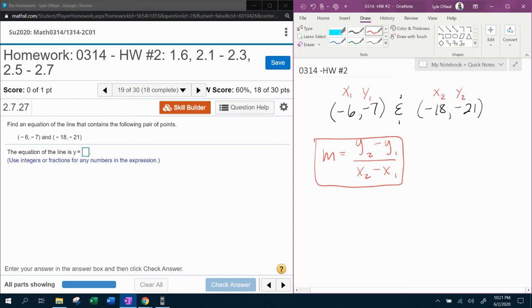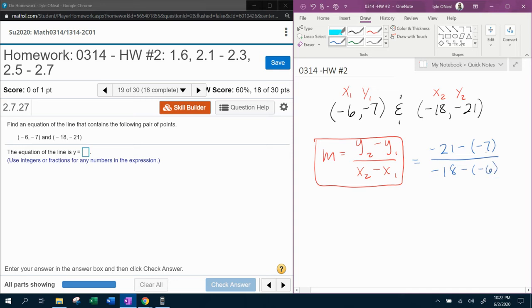Okay, so I've got my -6 and -7. That is my first x and my first y. The -18 and -21, that is my second x and my second y. And now that I have those labeled, it makes it super easy to plug and play. So y2 is -21 minus a -7. In the bottom, x2 is -18 minus a -6.